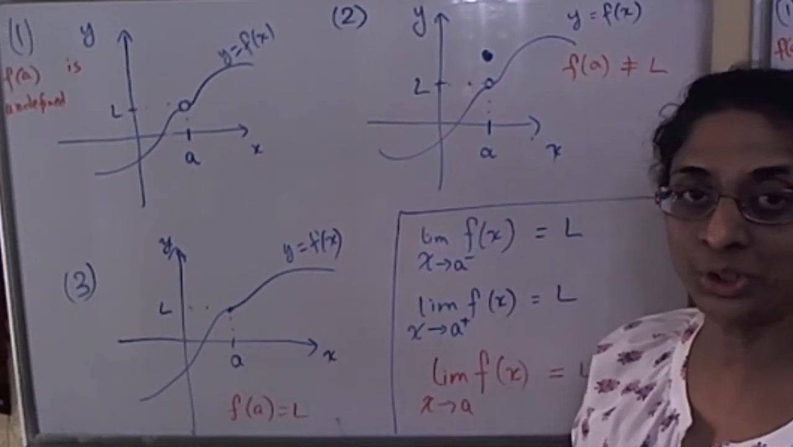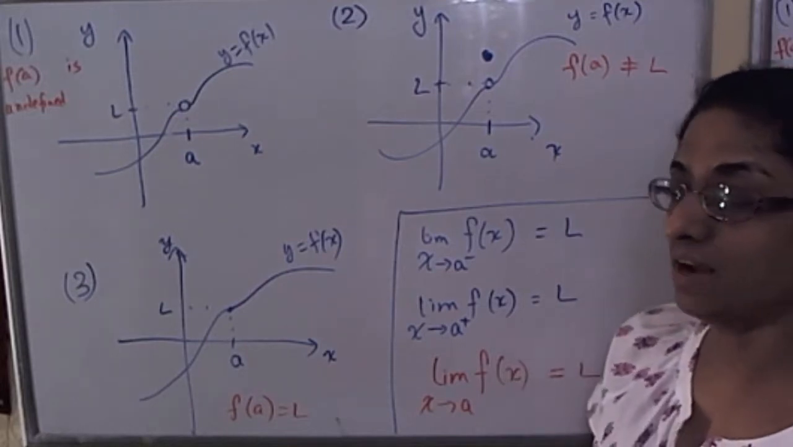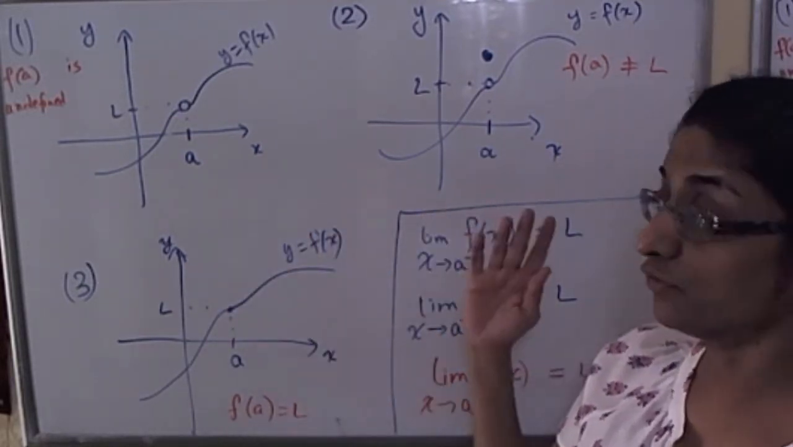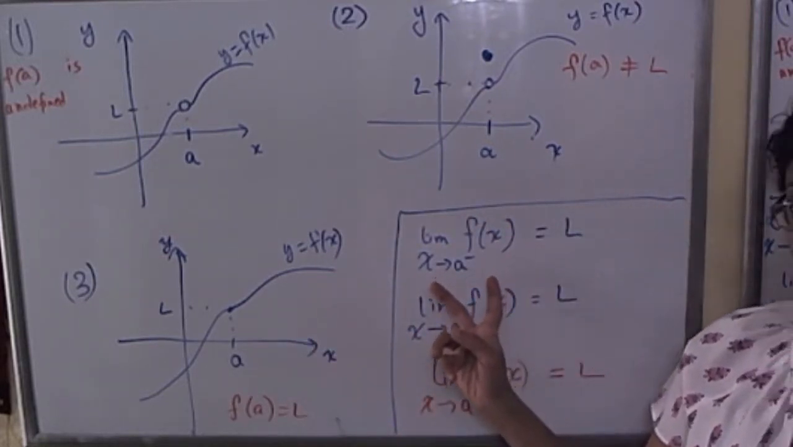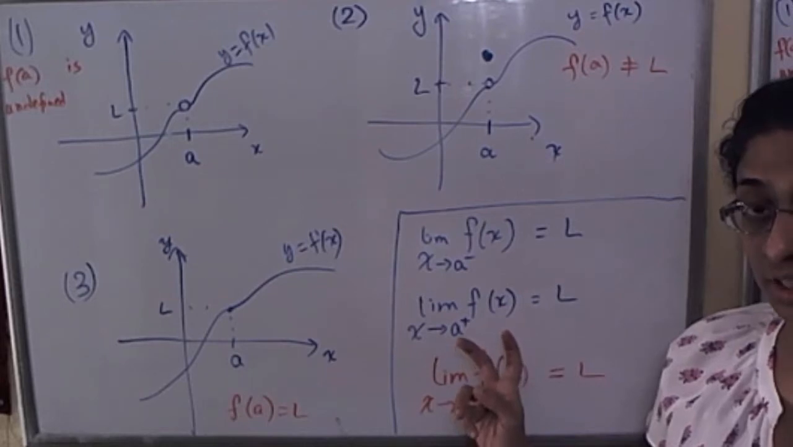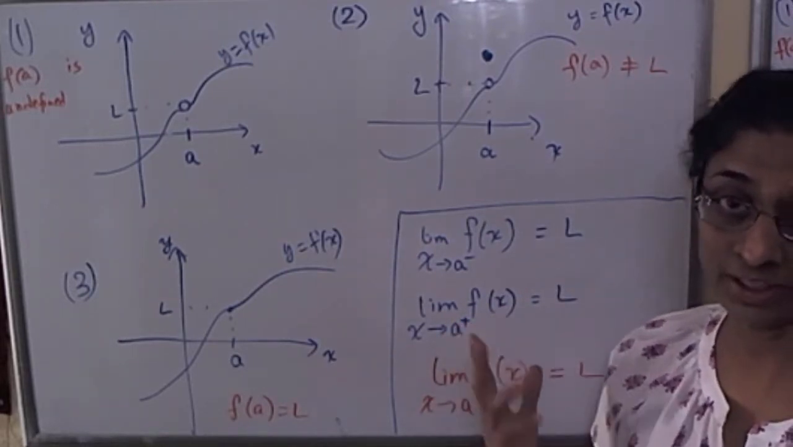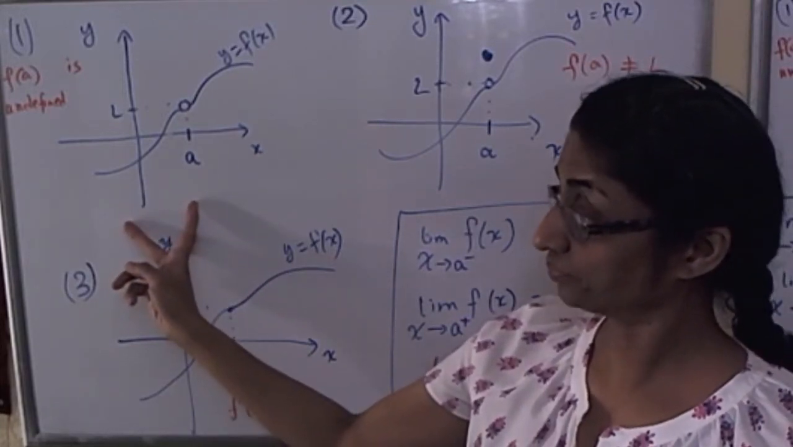Hi, in this video, let's look at some examples where we have been given graphs of functions, and from the graphs we compute right-hand limit, left-hand limit, and also the two-sided limits if any of them exist. So let's look at this graph first.